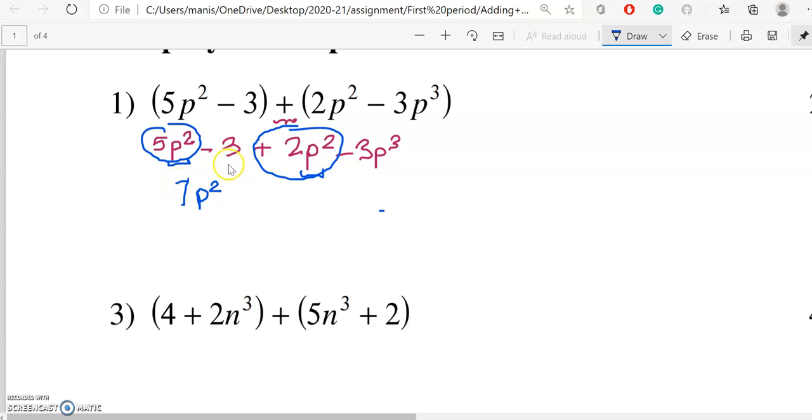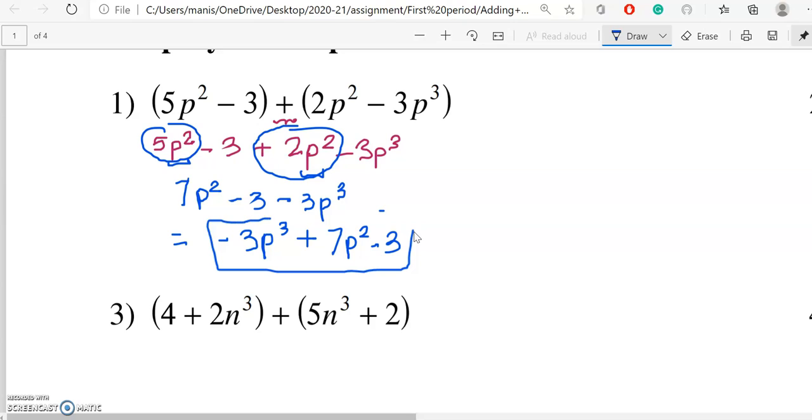Now, is there anything left? Yes, I have my negative 3, minus 3, and I have minus 3p cube. The reason I'm bringing this down is because there is no other p cube anywhere. So my final answer will look like this: negative 3p to the power 3 plus 7p square minus 3. Go ahead and copy this classwork into your classwork section in your binder. Okay, there you go.